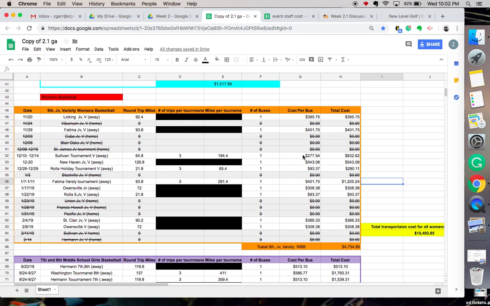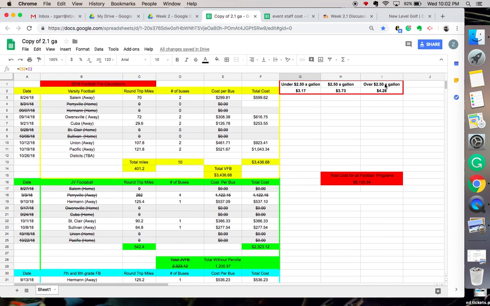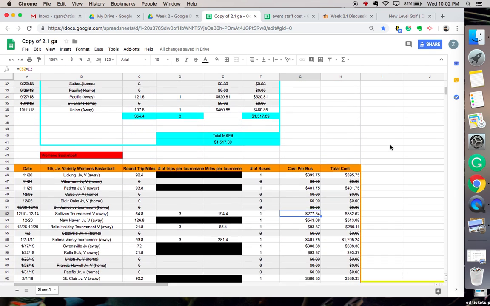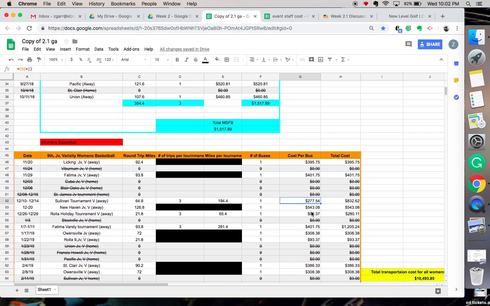So I still figured out the cost per bus per night. Let's say the Sullivan tournament, Varsity Girls Sullivan tournament, 64.8 miles round trip, times our cell I2, which is $4.28, equals $277.54. Now I had to figure out a way to put the cost in there to give all 3 trips, which are going to be covered.